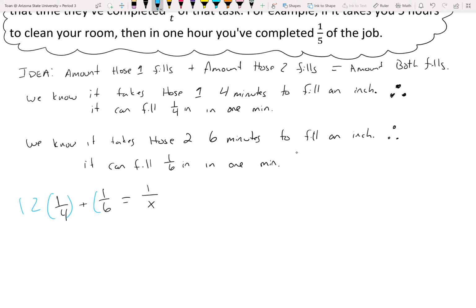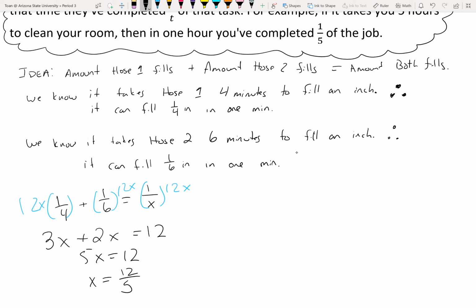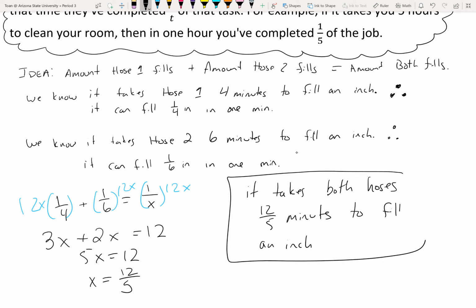This guy gets times 12, this guy gets times 12, and this guy gets times 12x, excuse me. So in the first fraction, you have a 3x, plus the second fraction, you have a 2x. Last is 12. 5x equals 12. x equals 12/5. Right? It takes both hoses 12/5 minutes to fill an inch.